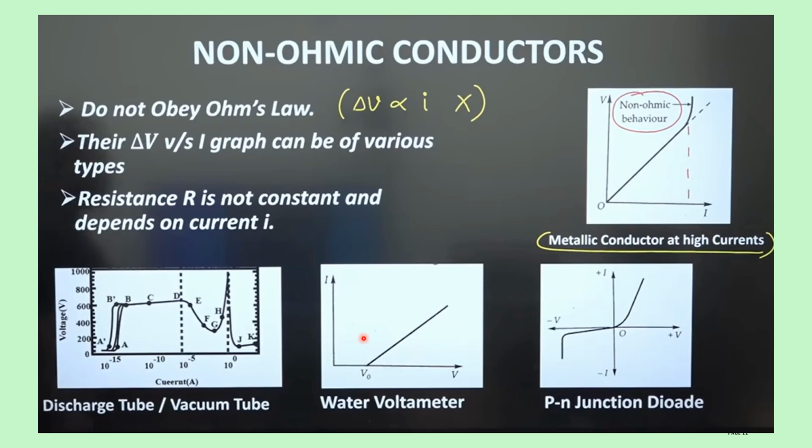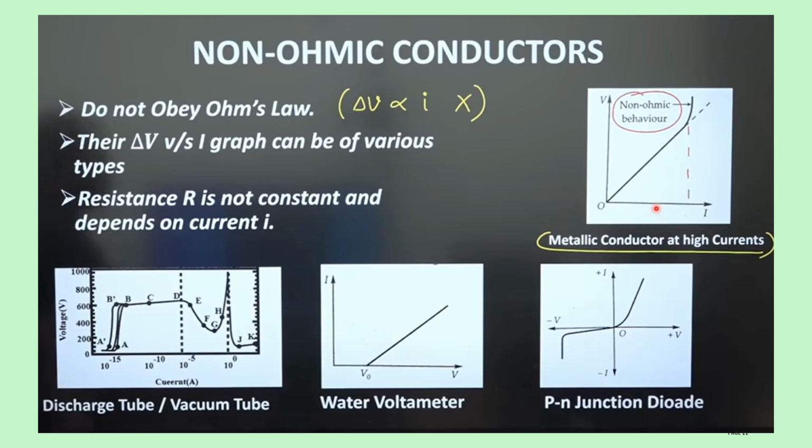Then second example, water voltameter. Here you are getting a straight line, but this straight line is not passing through the origin. It is shifted some distance from the origin. This one also will not obey Ohm's law. Then third example, PN junction diode. Here you will get a curve like this. This one also will not obey Ohm's law.